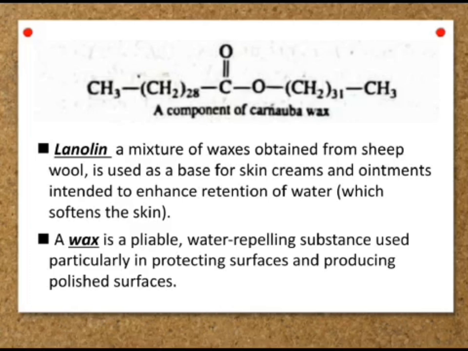So let's proceed to lanolin. A mixture of waxes obtained from sheep wool is used as a base for skin creams and ointments intended to enhance retention of water, which softens the skin. So lanolin is a wax from sheep wool. If you're not familiar, sheep wool is the hair of the sheep. Sheep wool can be used in clothing and apparel. It is used in sweaters, coats, suits, and activewear.